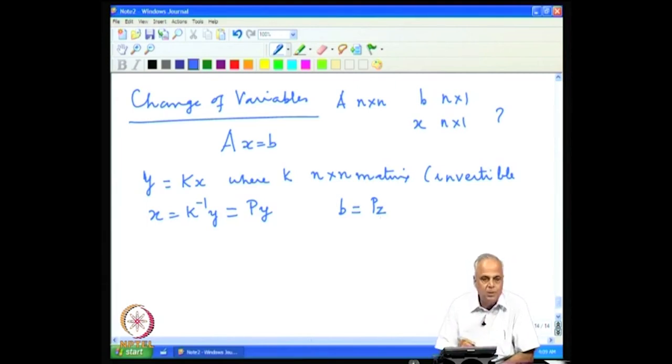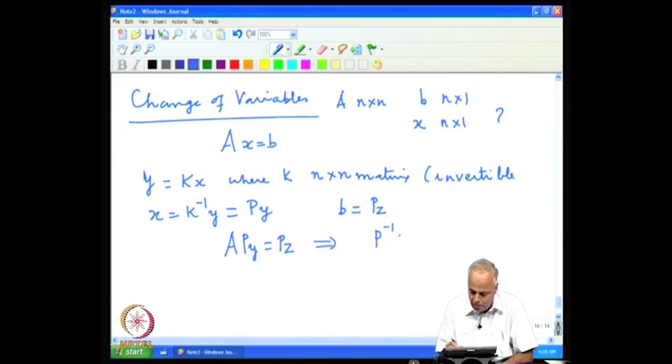So, what happens to the system? The system becomes A times x, x is Py, equal to Pz, because b is equal to Pz. Now, P is invertible because K is invertible and P is K inverse. So, this implies P inverse A P y is equal to z.